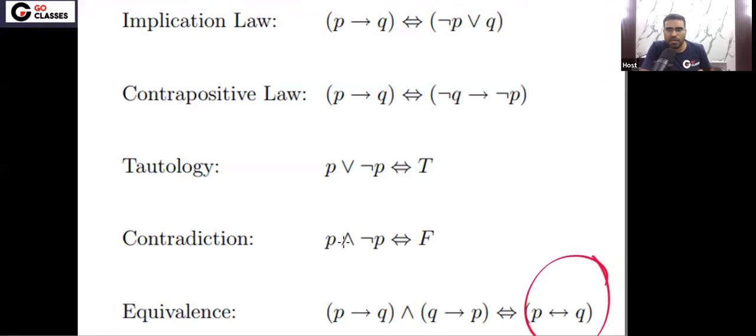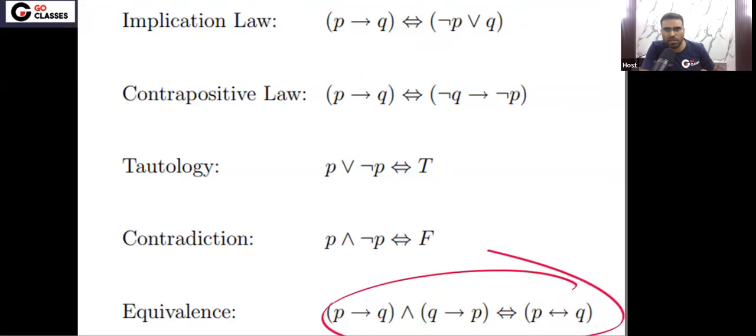We already know this. P double implication, this is your biimplication. So P biimplication Q is P implies Q and Q implies P. This also we already know. In the last lecture, we have already seen this. So these are all the logical rules. Please tell me, did you understand each and every logical rule? Did you understand? Let me know.